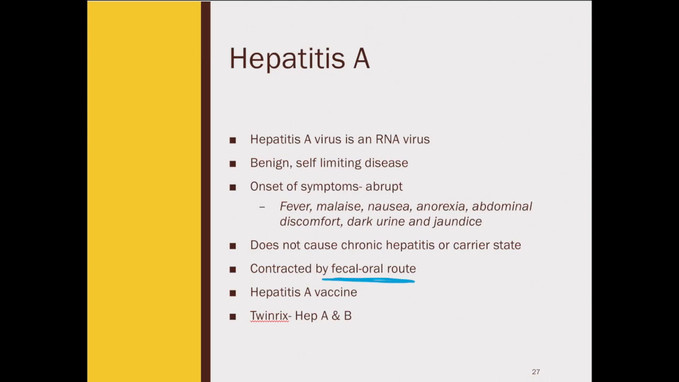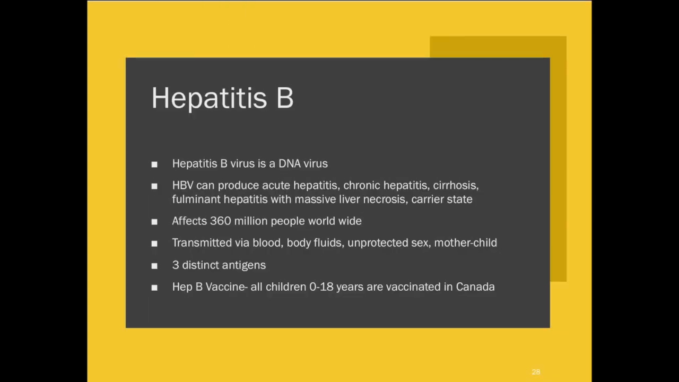You'll have this very abrupt onset of symptoms, and again, it's that fever, malaise, so pretty non-specific. There is a vaccine for hepatitis A and a vaccine for hepatitis B, and in the last 20 years, they've combined them into one vaccine that we call the Twinrix vaccine. I don't know if you remember, a few years ago, we were short in Canada on that. It was really hard to get a hold of.